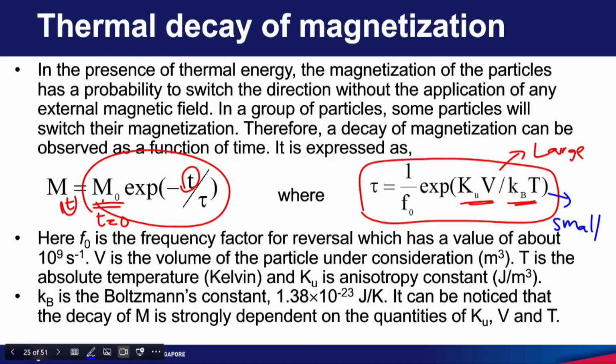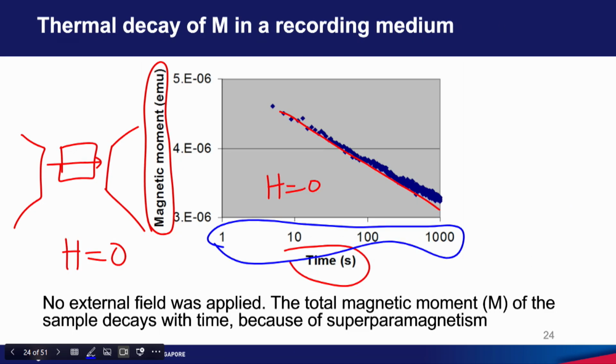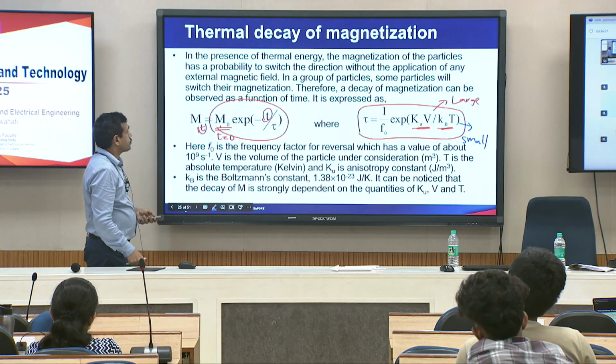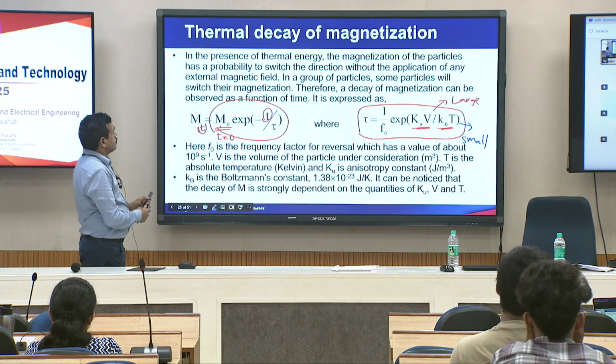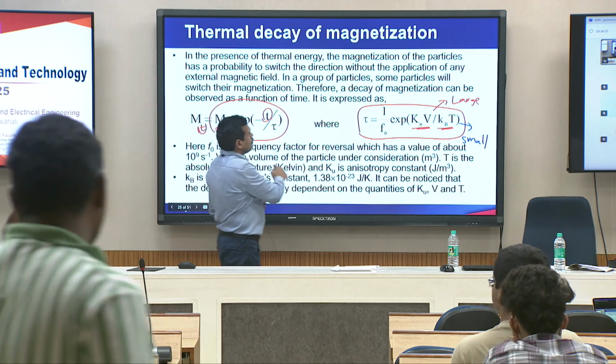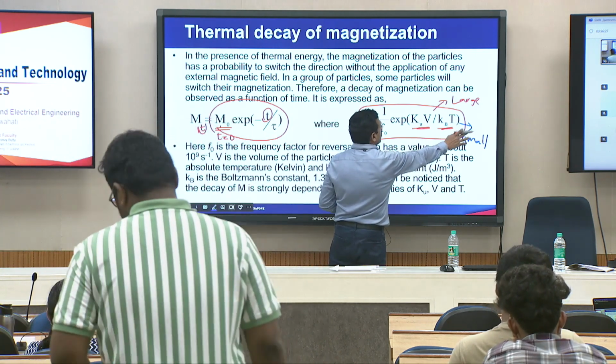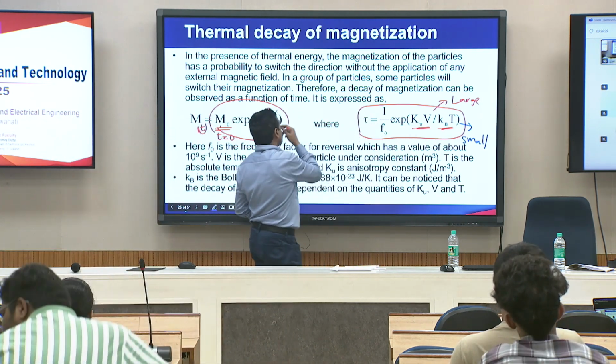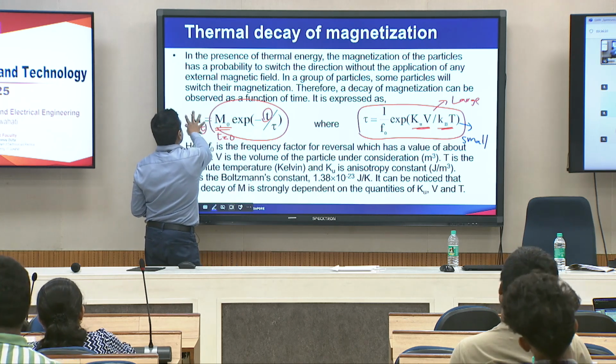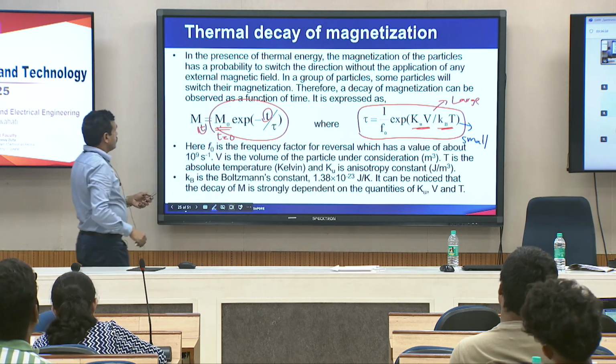Sir, here it's only based on the time, right? The magnetization is only a function with respect to time only, right? Magnetization is observed as a function of time. Yeah. The spin is trying to relax only. Yeah. Okay, so in that particular sample, the KUV by KBT was small. So, tau is small and we see M decaying as a function of time.